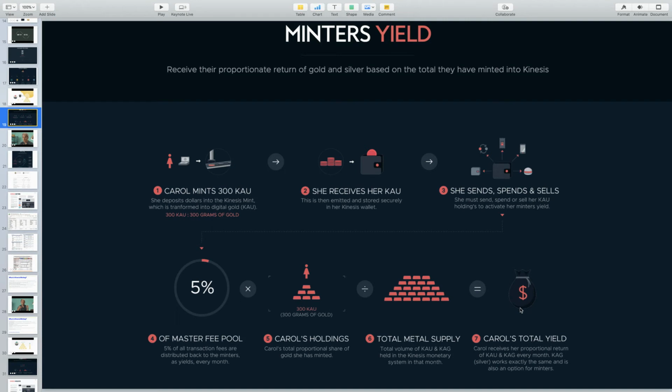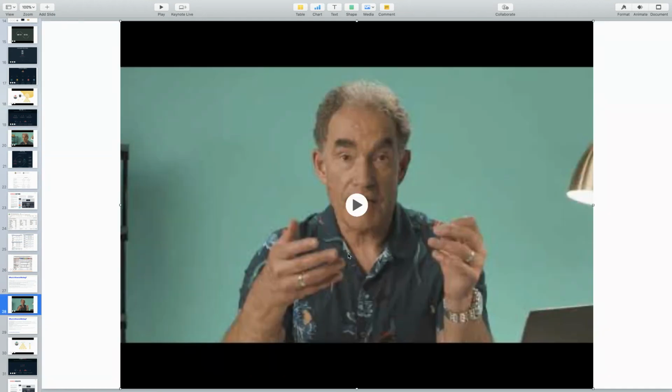That's minting for you. And any portion of that she doesn't send, spend, or trade in the exchange then activates the holder's yield. To clarify that, I'm going to have you see another video.